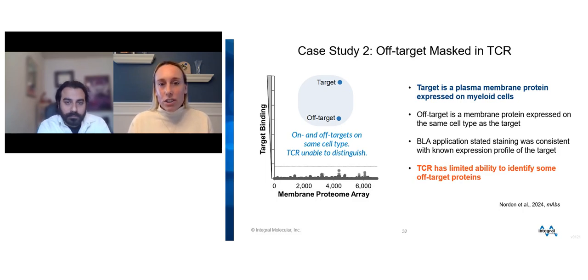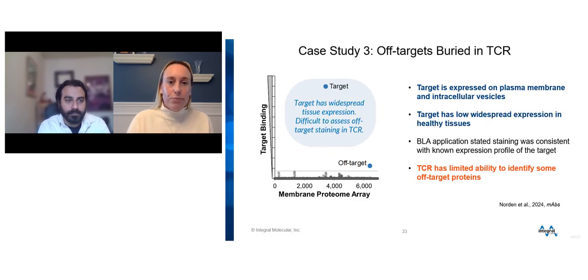The target and off-target were expressed on the same cell type, so there's no way that the TCR would be able to distinguish binding between the 2 proteins. And in the last example, we have an antibody that targets a plasma membrane protein that is expressed both on the plasma membrane as well as in intracellular vesicles. This is an oncology target that is upregulated in numerous cancers, but in normal healthy tissue, it has low and widespread expression in numerous tissues.